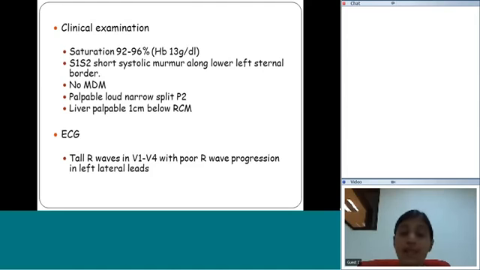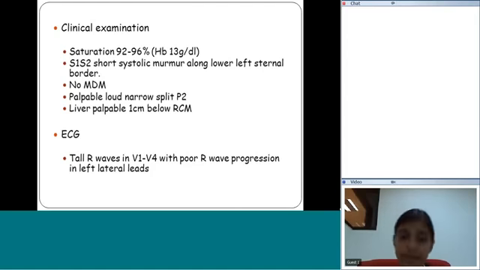Again, you listen to the second heart sound. Is it loud in the patient here? This patient had a palpable and loud second heart sound. Now his ECG showed a poor R wave progression, right ventricular hypertrophy and right axis deviation.